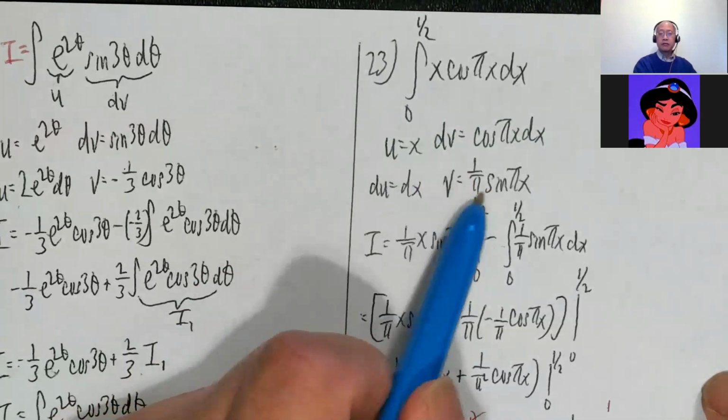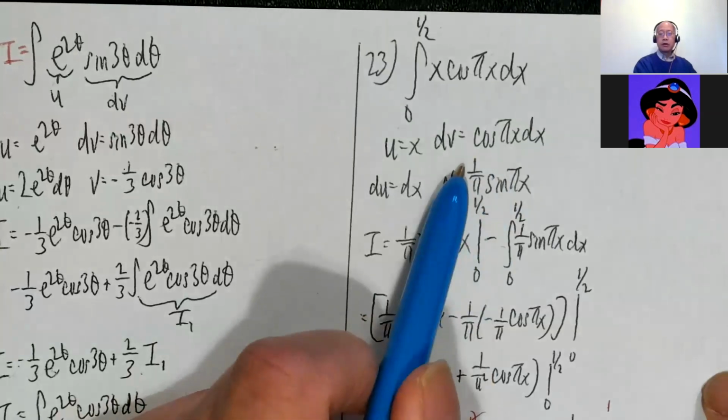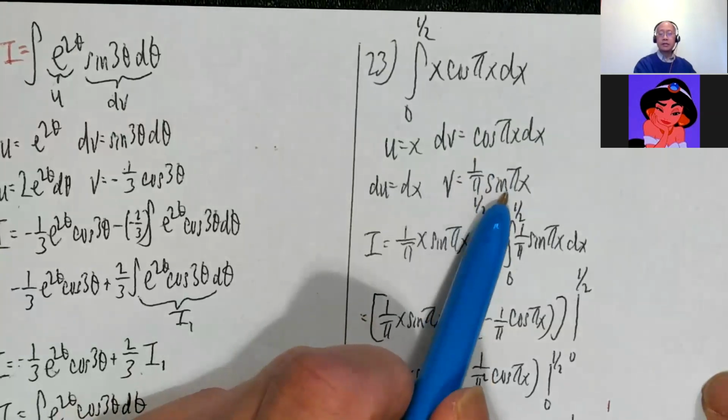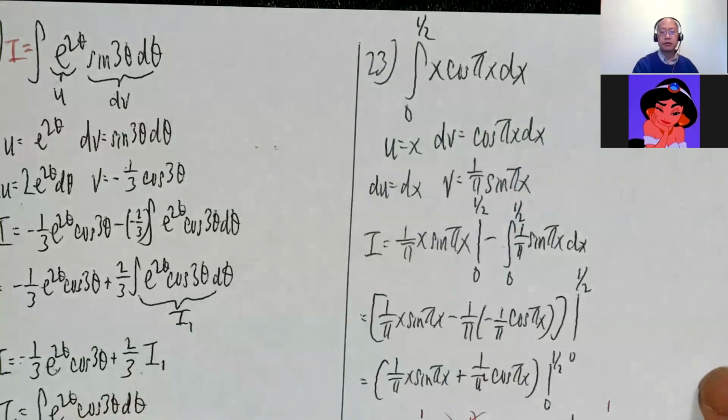Double check. What's the derivative of this? Right? You would go 1 over pi cosine pi x times pi by the chain rule. That pi knocks out the 1 over pi, and you get this thing. So it works.